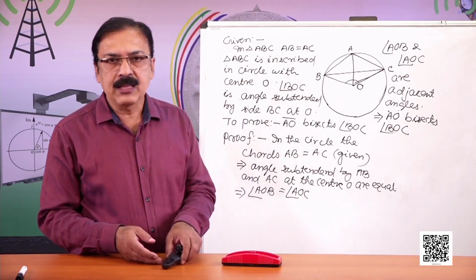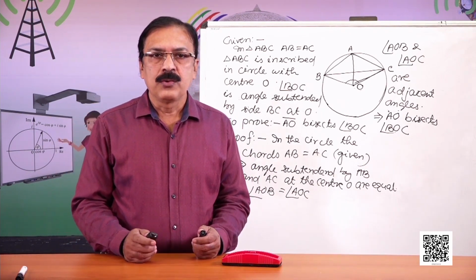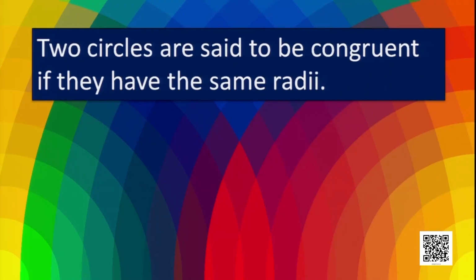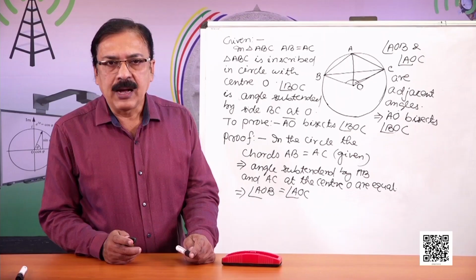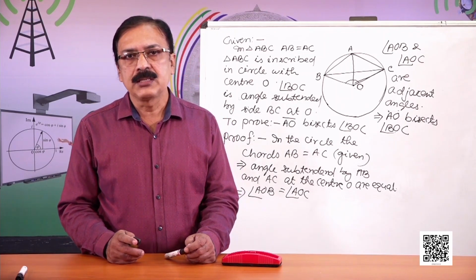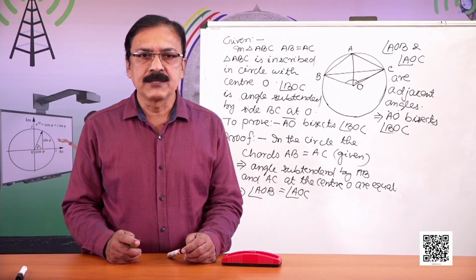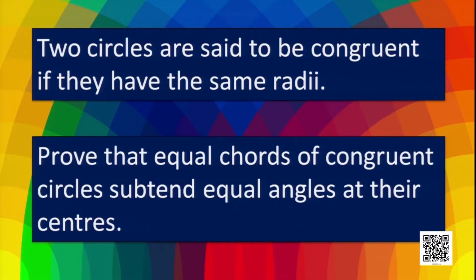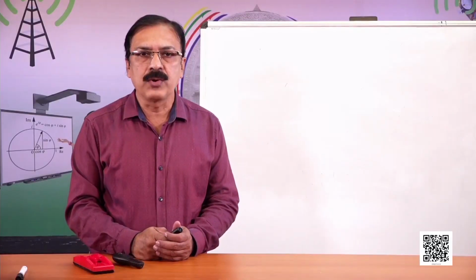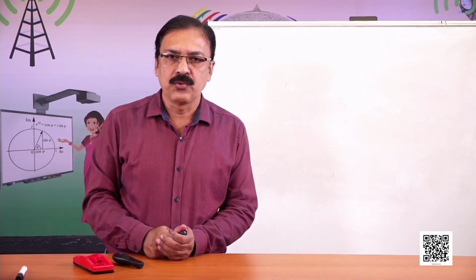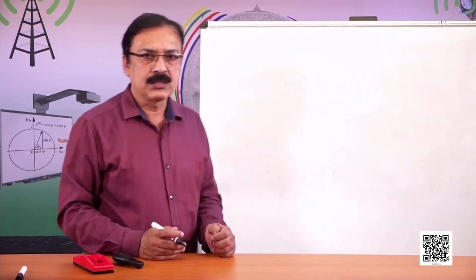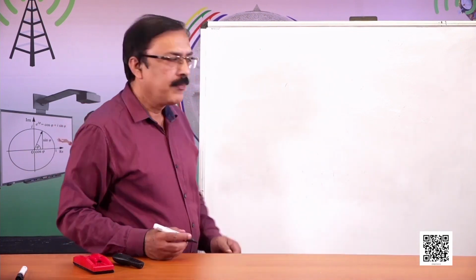Now let's see another example. Two circles are said to be congruent if they have the same radii. Here we discuss this because our next question is related to this. Prove that equal chords of congruent circles subtend equal angles at their centers. So you see, as we know, two circles are said to be congruent if they have the same radii. So we can draw two congruent circles, that is, two circles having the same radii.